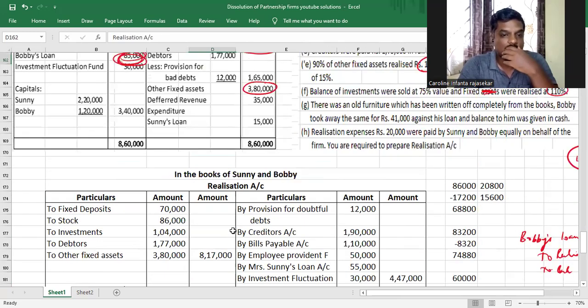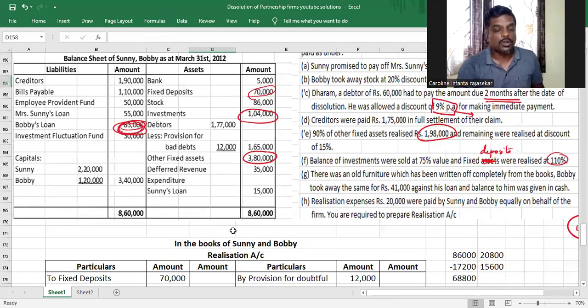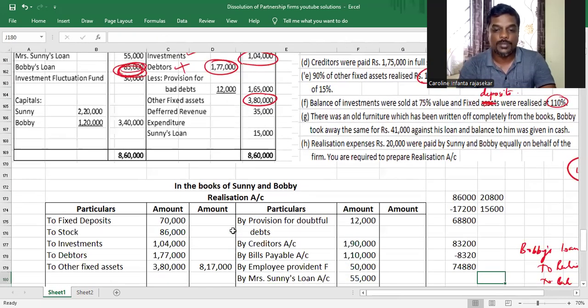Okay, so are we done with the adjustments? Can you just close it? No. You cannot close it. You have to go through the balance sheet one more time and see if everything has been realized. Fixed deposits realized, stock realized, investments realized, debtors, no, debtors was not realized, my dear children. Only Dharam has been settled. That 60,000 has been settled. Remaining debtors, how much they paid, that information has not been given.